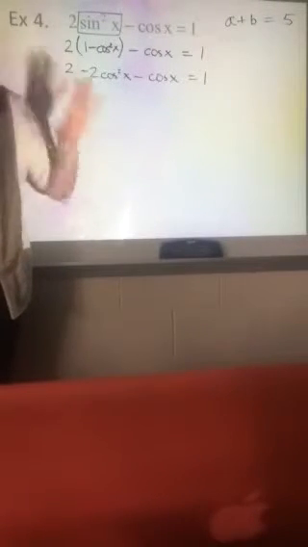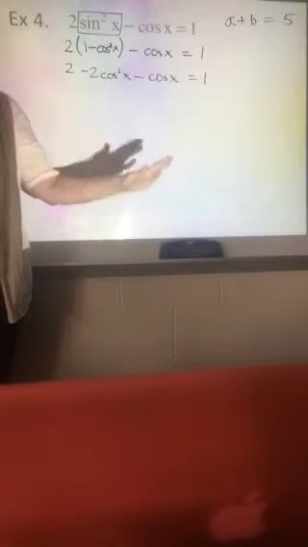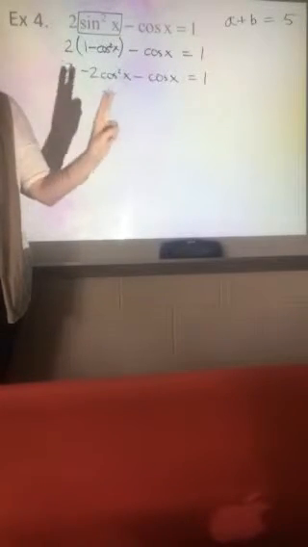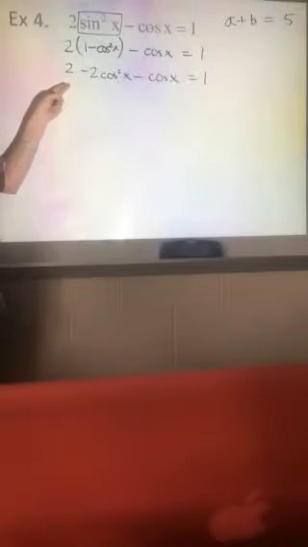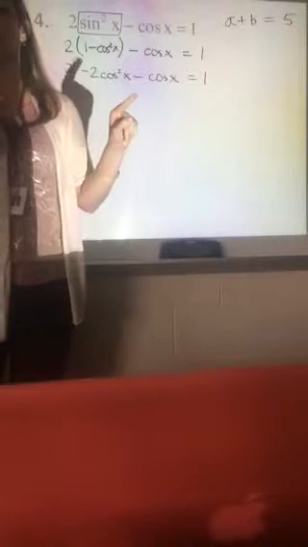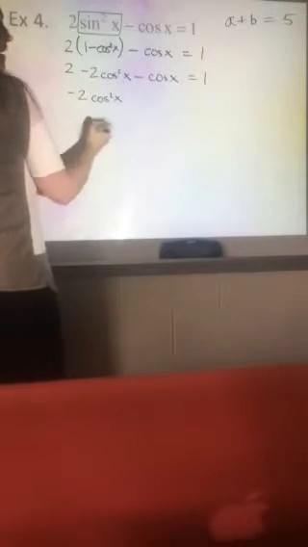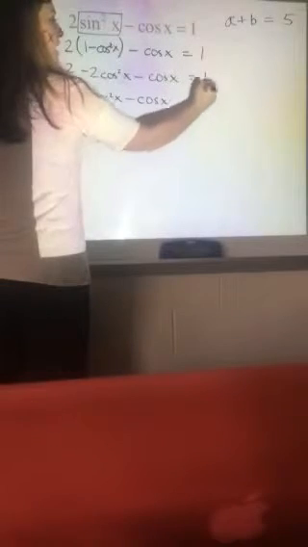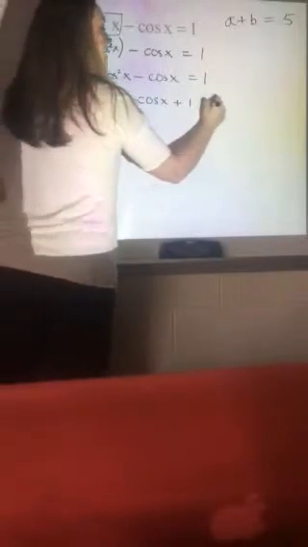And now my transformation is complete, but now I need to bring in old school algebra. Is this a linear or quadratic equation? Quadratic. Quadratics are solved by putting everything on one side equal to 0, correct? Unless you're using the square root method of solving. I don't think that's appropriate here. So I'm going to get negative 2 cosine squared x minus cosine x. I'm going to bring the 1 over. 2 minus 1 is positive 1 equal to 0.